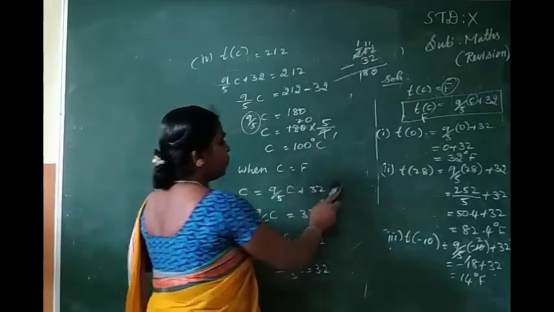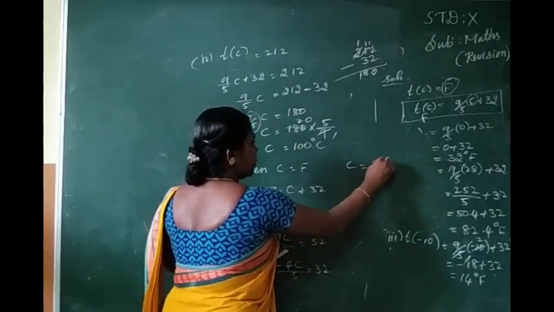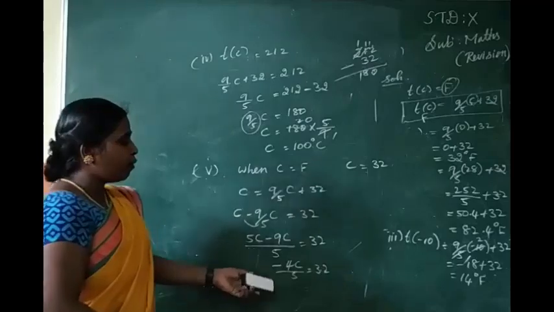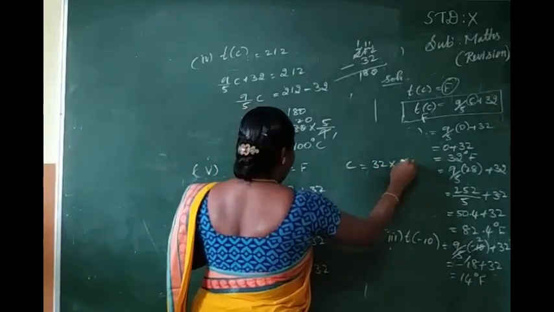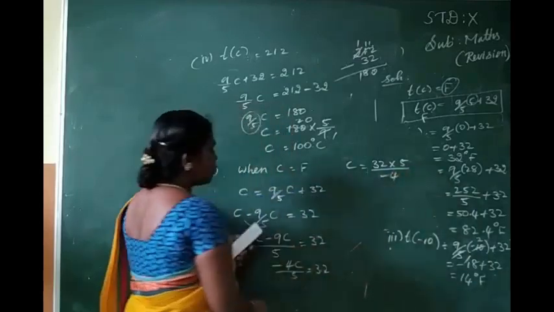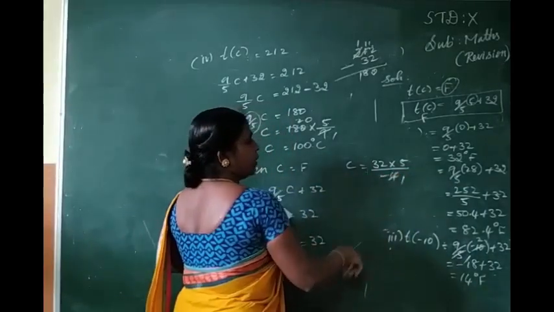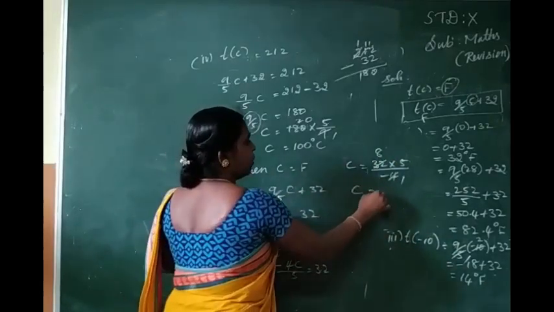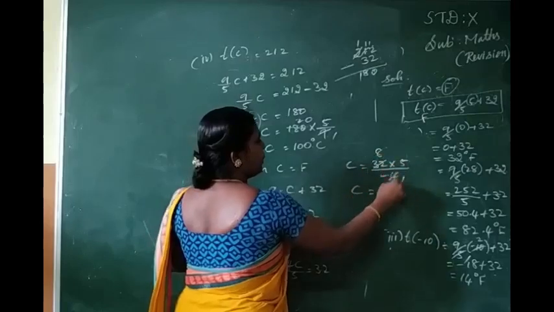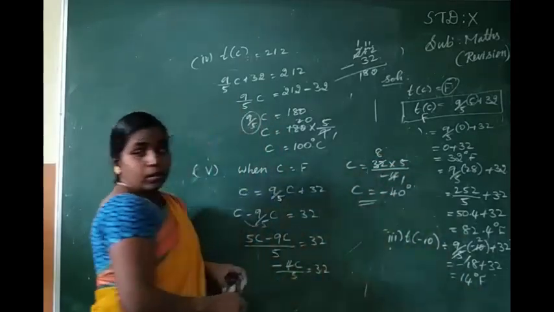Okay, next we need only C. So C equal to 32. So the minus 4 by 5 you take to the right hand side, so into 5 by minus 4. Okay, into 5 by minus 4. Simplify. 1 4 is 4. 8 4s are 32. So C equal to minus 8 5s are 40 degrees. Okay.